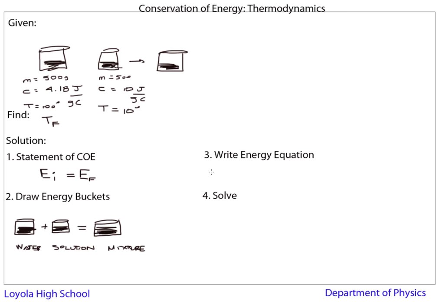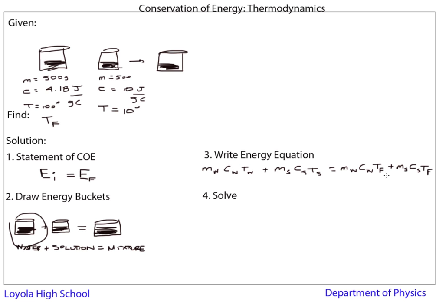So the energy equation for this becomes: M of the water, C of the water, temperature of the water, this is initially, which represents the energy in this bucket here, plus the mass of the solution, the specific heat of the solution, times the temperature of the solution, equals the mass of the water, specific heat of the water, times the final temperature, I'll call it T F for final, plus mass of the solution, specific heat of the solution, times the final temperature.